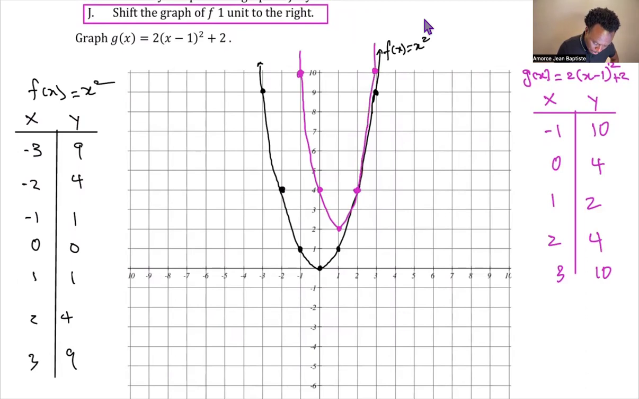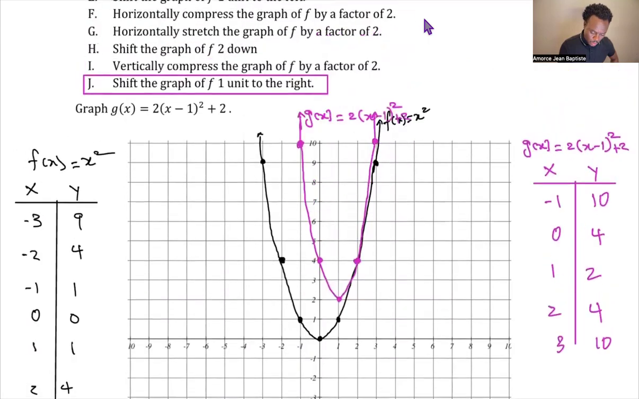Does not have to be perfect. You just have to show the pattern of the function, and then that would be the graph of your transformed function. g of x equals 2 parentheses x minus 1 squared plus 2.